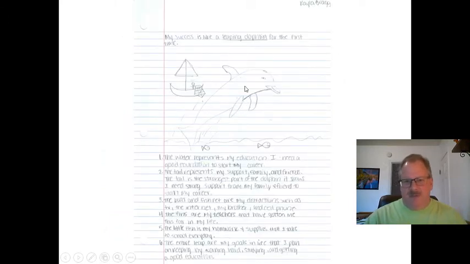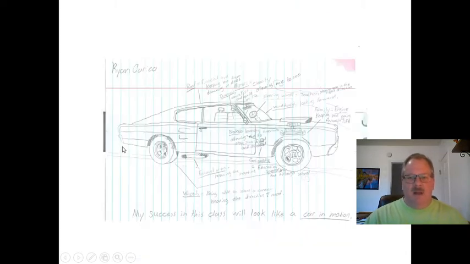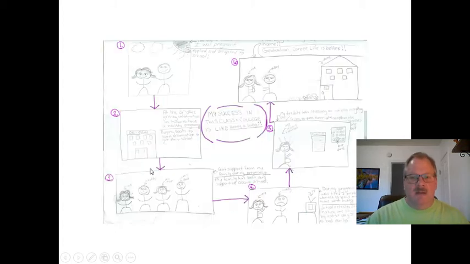This person drew a dolphin leaping for the first time and then labeled everything down here. Either way is fine as long as it's clear what the image is and what everything represents. It's kind of up to you. Some people are pretty good artists. Pretty nice looking car there. And again, labeling it all, showing us what each part represents in terms of his success in the course.